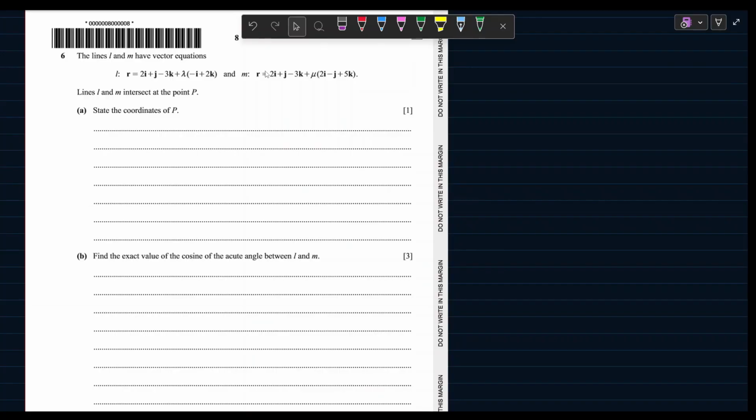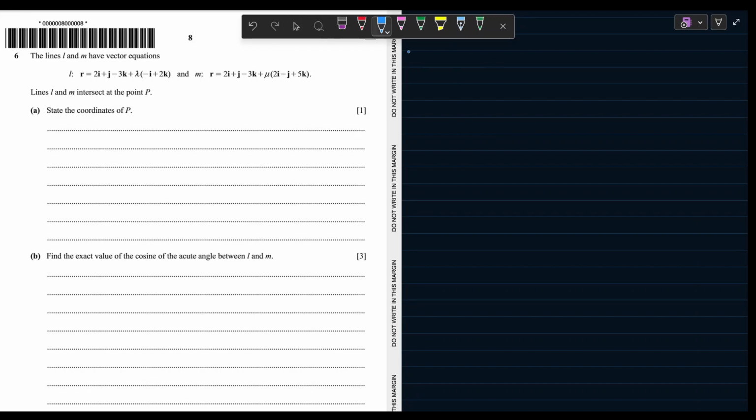Number 6, the lines L and M have vector equations. r is equal to 2i plus j minus 3k plus lambda times negative i plus 2k, and M has equation r is equal to 2i plus j minus 3k plus mu times 2i minus j plus 5k. Part A says lines L and M intersect at the point P. State the coordinates of P.